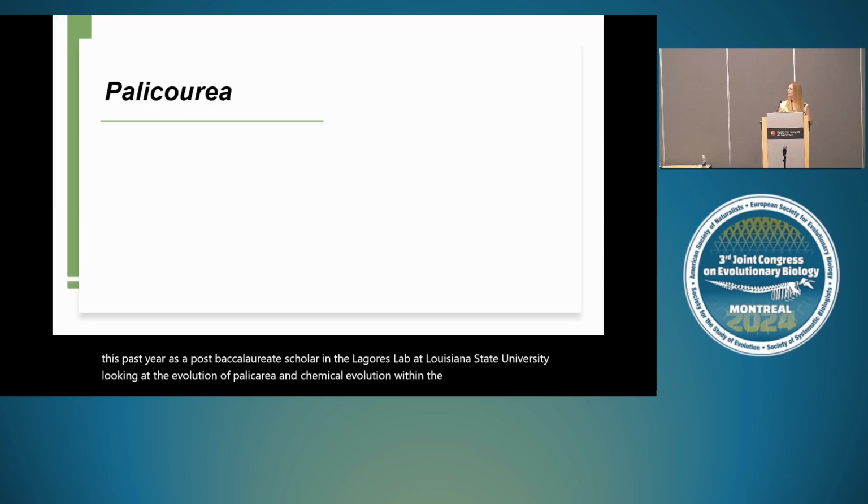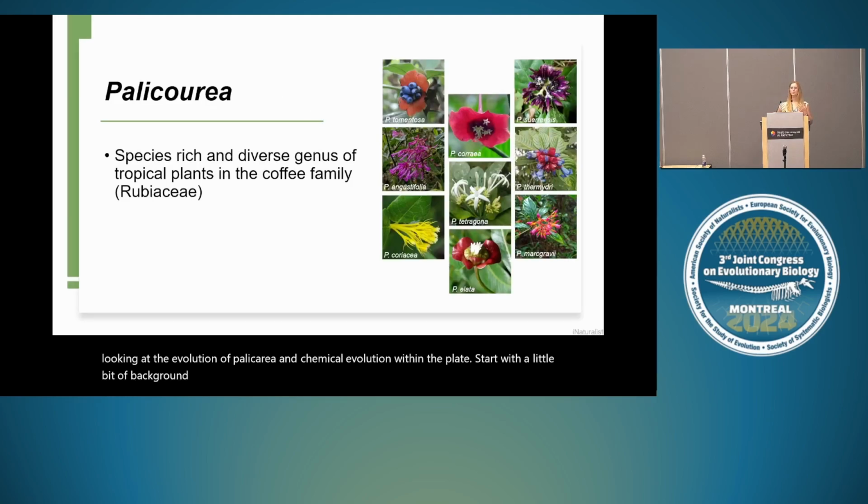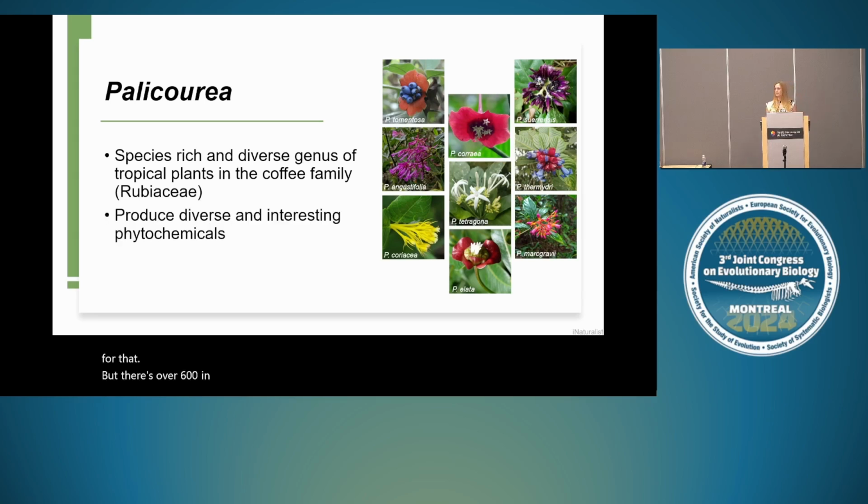To start with a little bit of background, Palicourea is this super species-rich and diverse genus of tropical plants in the coffee family, or Rubiaceae. I've thrown up a handful of species up there to give you a sense for that diversity, but there's over 600 in total. One of the claims to fame for this group is they're known for producing a lot of really interesting and useful phytochemicals, many of which have a lot of implications for human life.